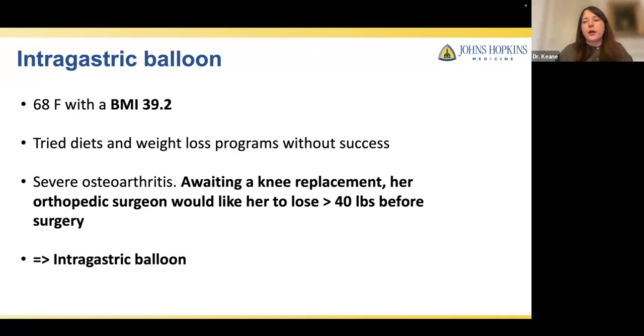Her main problem currently was that she had severe osteoarthritis. She was awaiting a knee replacement. But before her orthopedic surgeon would schedule her surgery, he wanted her to lose about 40 pounds so he could undertake the surgery safely. So she came to me for an intragastric balloon.